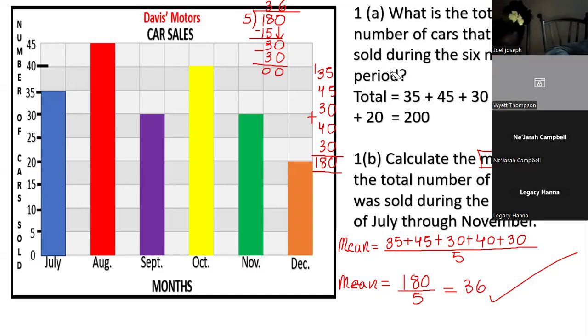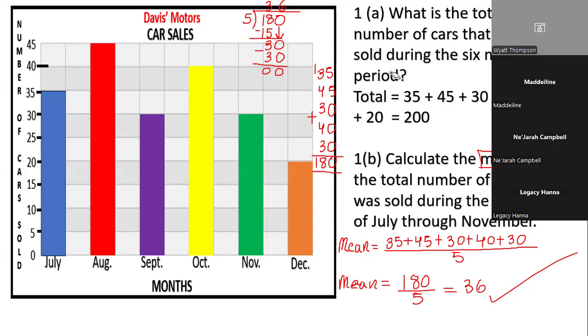You add all of them together. What did we add? What all months did we add? You add July, August, September, October, and November. Very good. Why did we only add those? Because it says the number occurred during the months of January. No, the months of July to November. Very good. Now, why did we divide by 5?